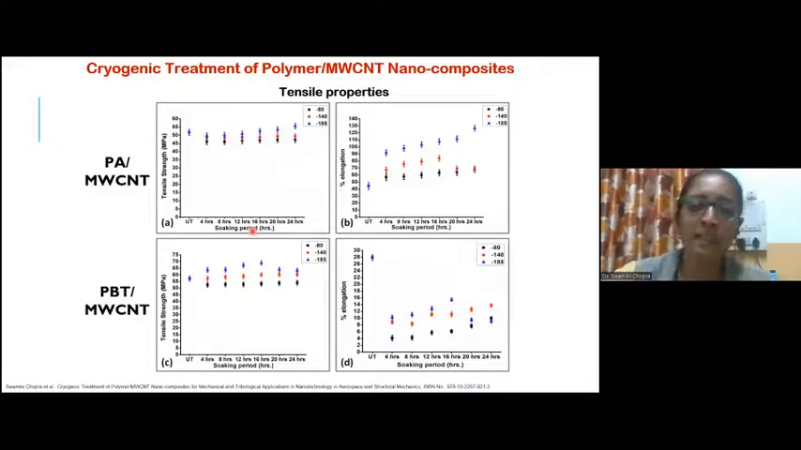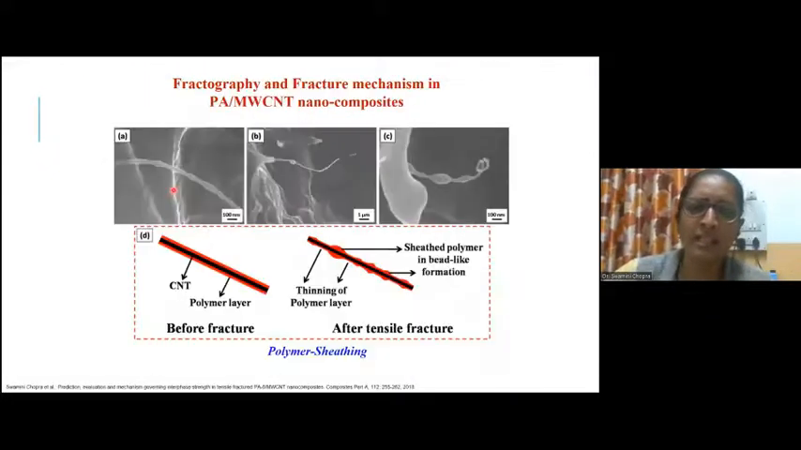Similarly, these are the mechanical properties for MWCNT nanocomposites, where we have attempted the cryogenic treatment of nanocomposites, and you can see how we are benefiting in terms of tensile strength, elongation. This is a mechanism which we have derived for CNT nanocomposites, where polymer sheathing is improved after cryogenic treatment. You can find the details of this mechanism in our paper given here in Composites Part A.